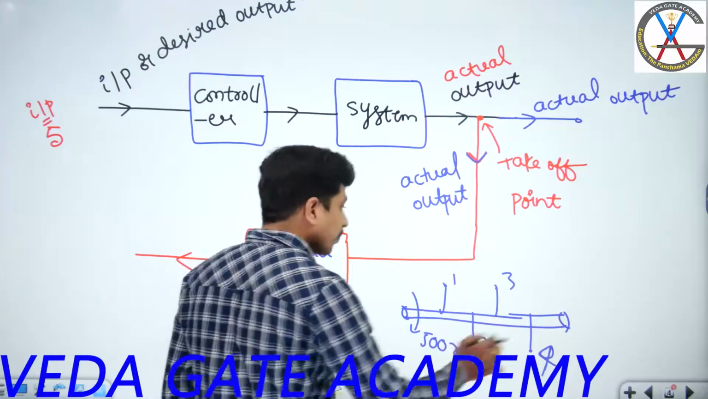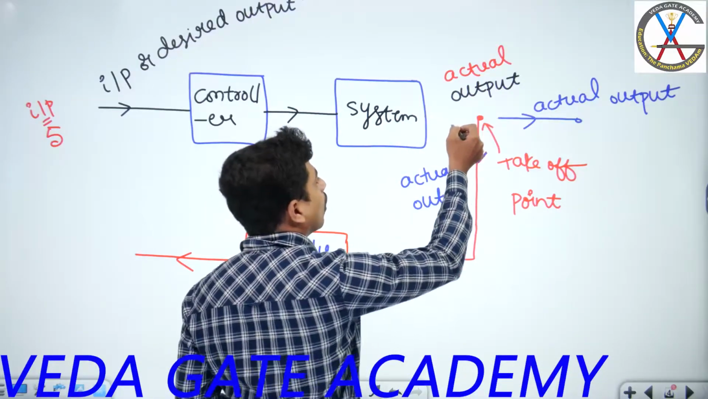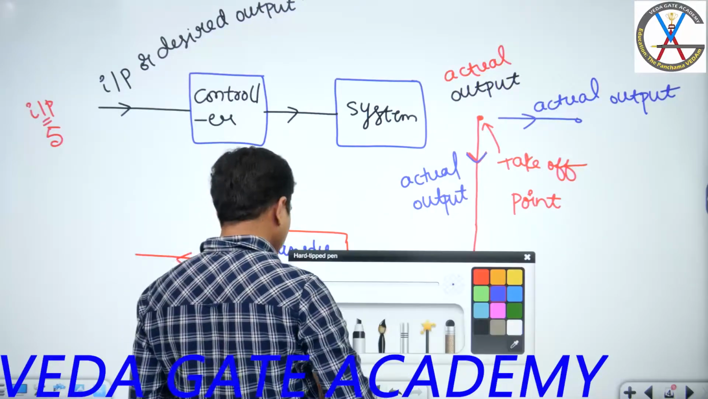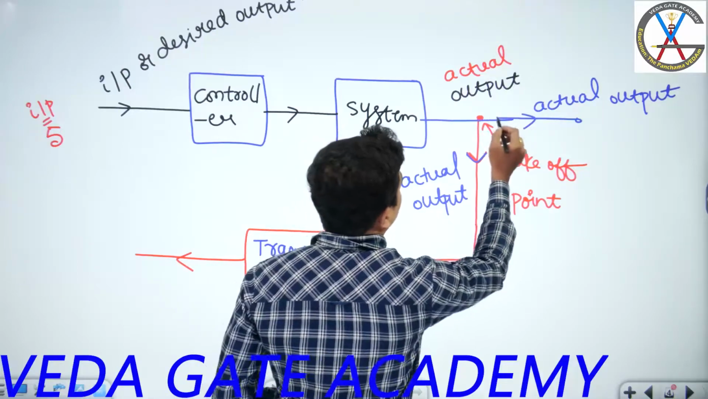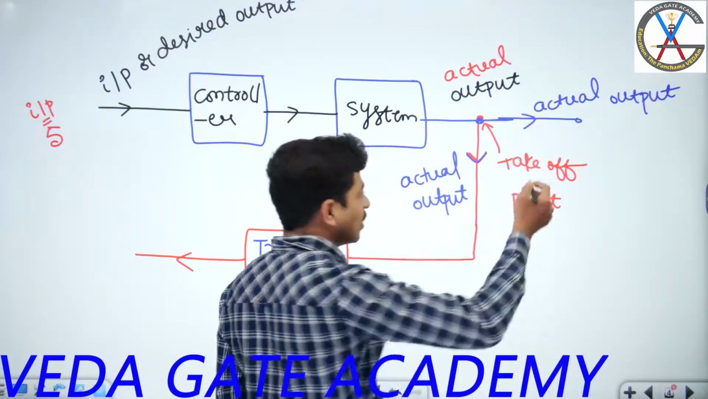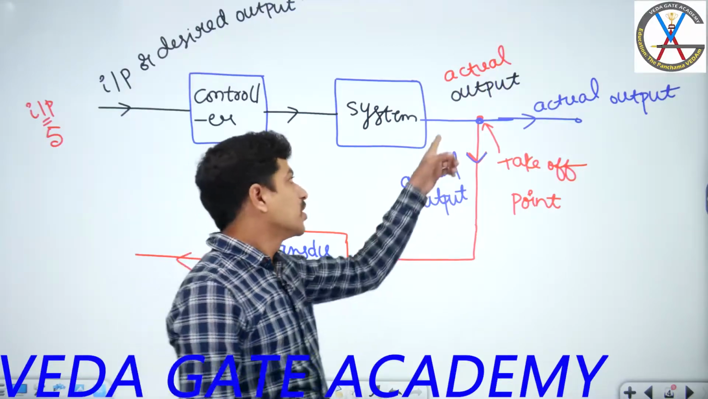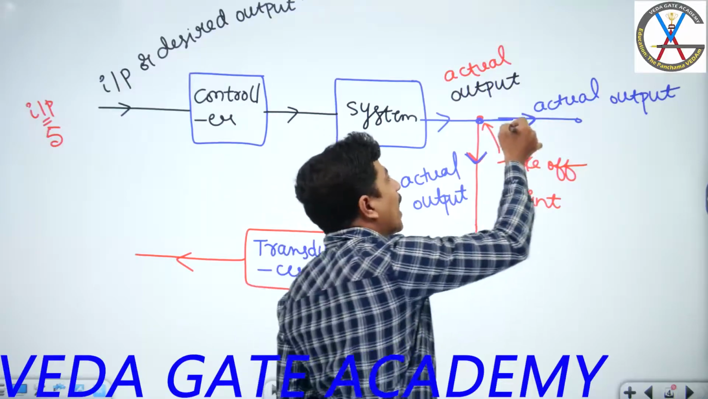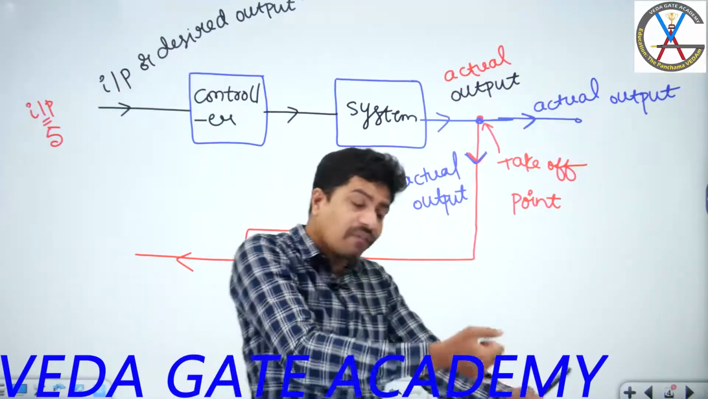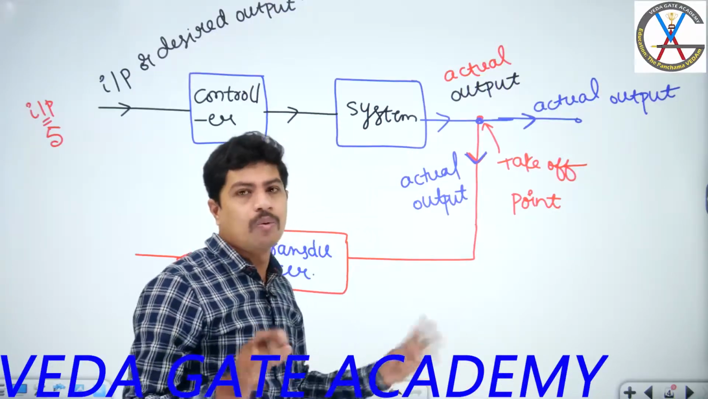In the same way, here the output is, suppose, the fifth floor. Either you measure or somebody else measures, it is 5 only. This is 5, this is 5, this is also 5. Or you take another takeoff point also. Taking off a value from a point is called a takeoff point. That will be the actual output only.